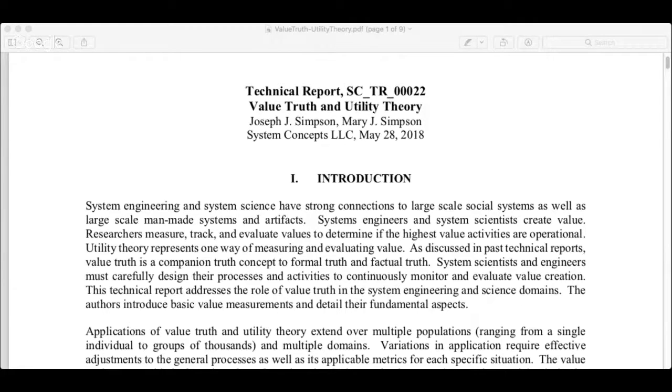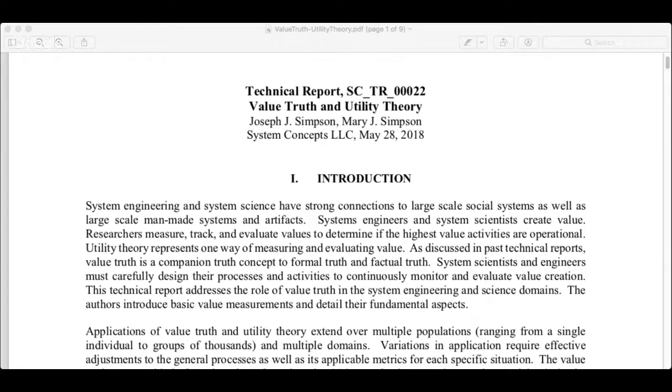Today we're going to talk about value, truth, and utility theory, which is an interesting connection between the formal parts of the scientific process and the empirical parts of the scientific process. And I believe it's going to hold the keys to some concepts that will help us create a better understanding and therefore a better set of approaches to use for large group knowledge acquisition and large group decision making.